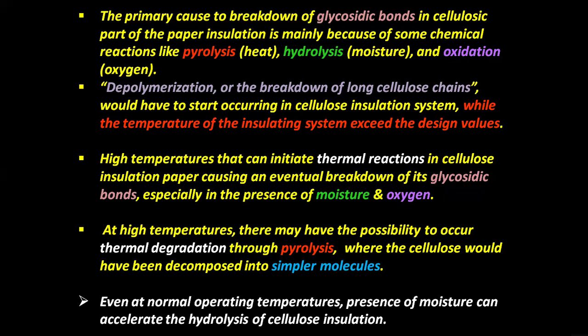At high temperatures, thermal degradation may occur through pyrolysis, where the cellulose is decomposed into simpler molecules. Even at normal operating temperatures, the presence of moisture can accelerate hydrolysis of cellulose insulation. Most important.